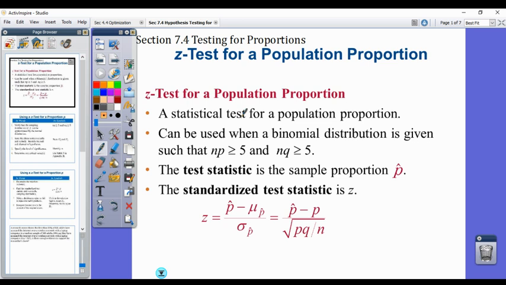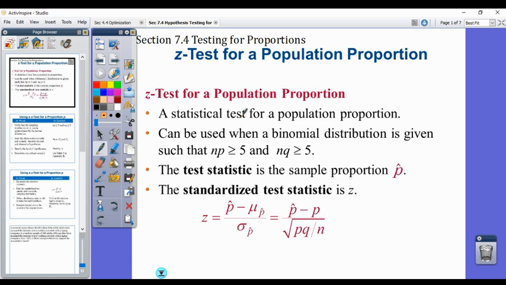The test statistic in this case is going to be the sample proportion, which we represent with our p hat. To find the z-score that goes with that, we're going to use the following formula: p hat minus p divided by the square root of p times q divided by n.